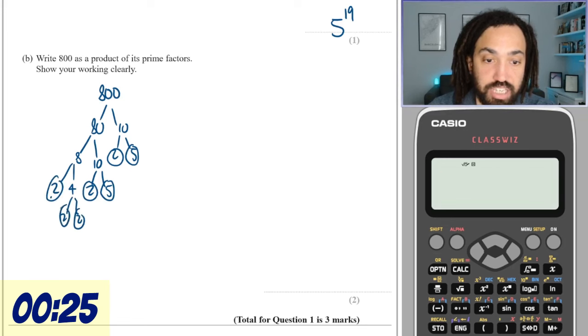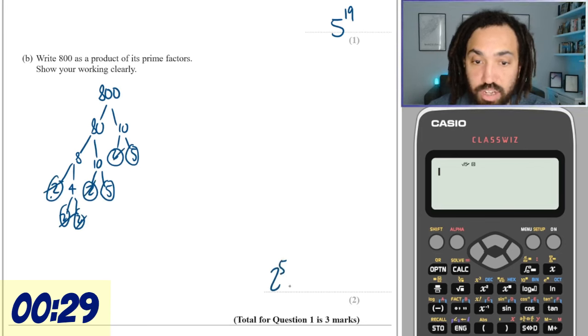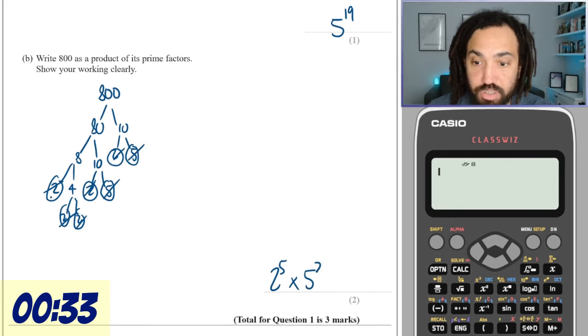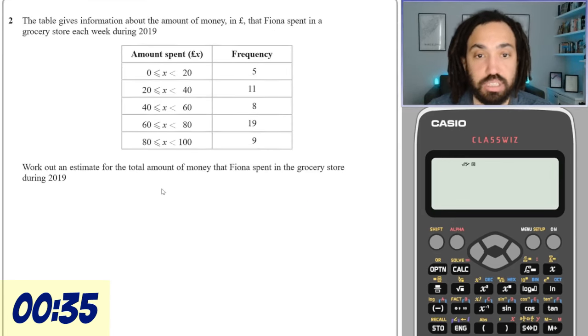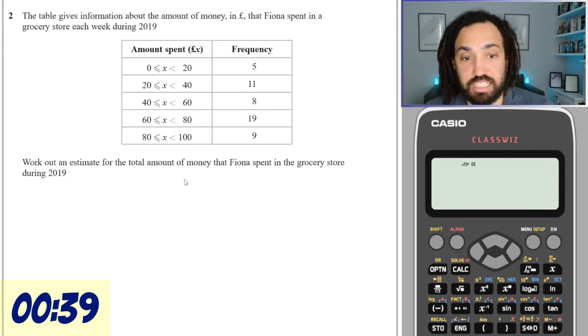2 and 2. So how many 2s we've got? We've got 1, 2, 3, 4, 5. So it's 2 to the power 5 multiplied by, and then we've just got 5s here. So that's 2 of them, 5 to the power 2. Bosh.